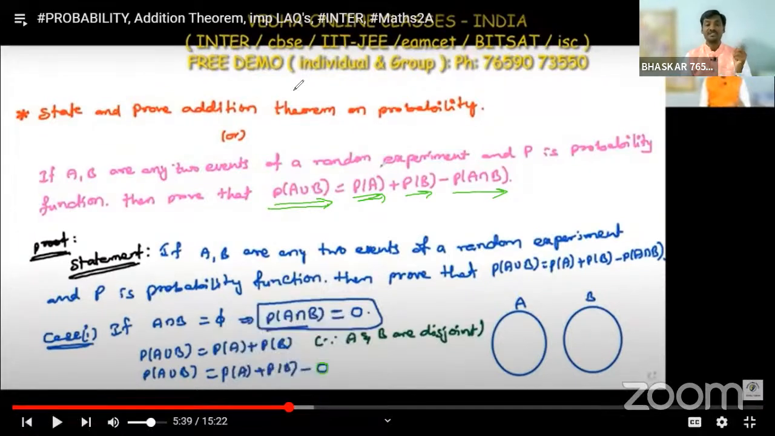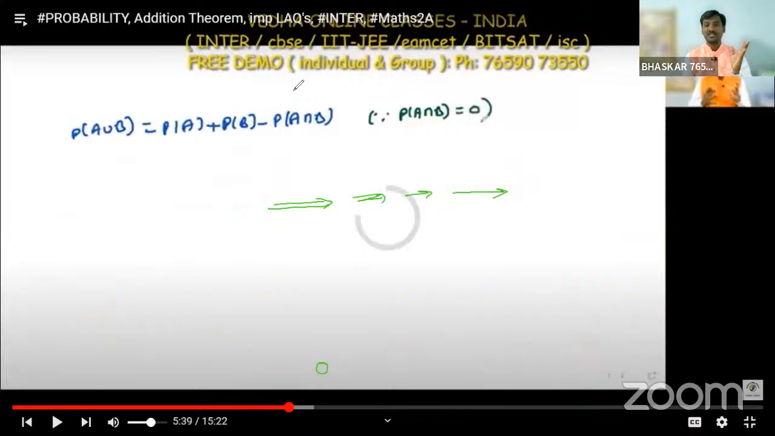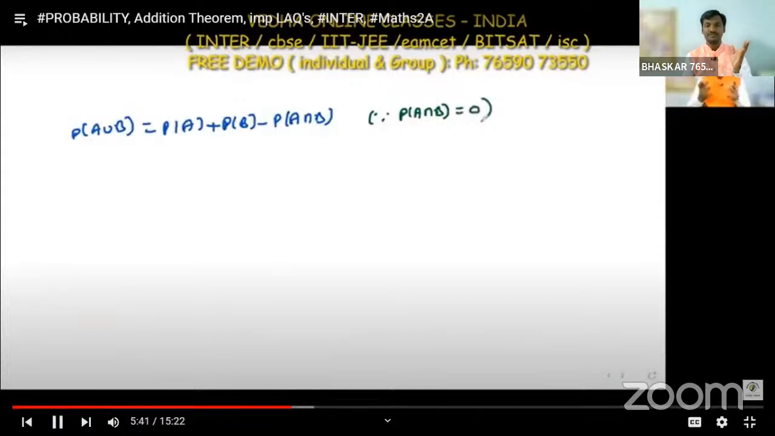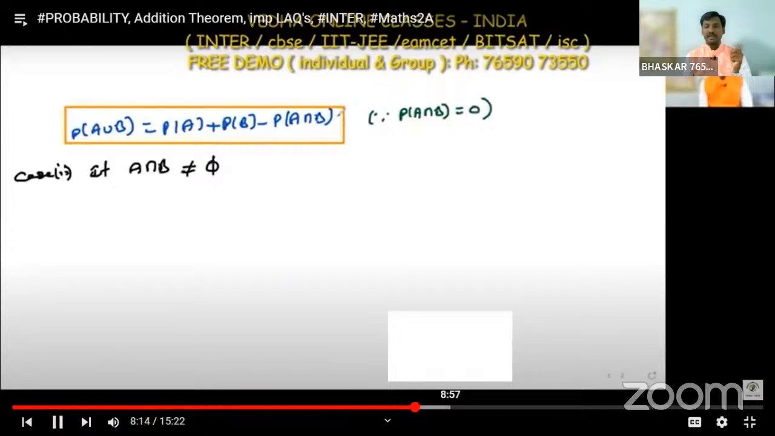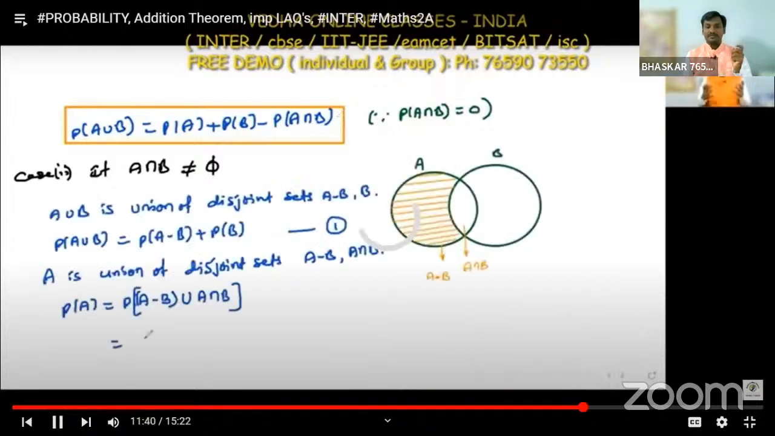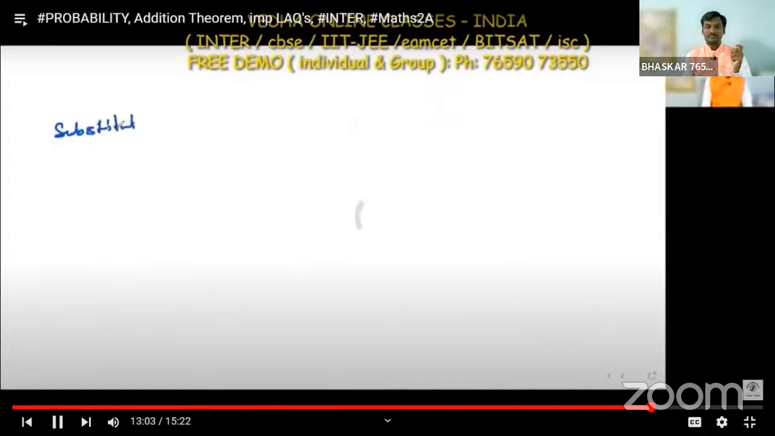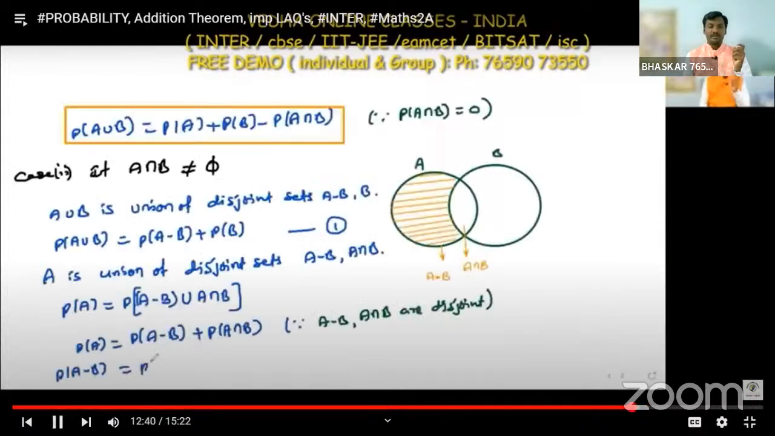This is case 1 here. And after that, the intersection part is not there, that's why the probability is 0. Is it proved or not? A and B both are disjoint. So it becomes probability of A plus probability of B.